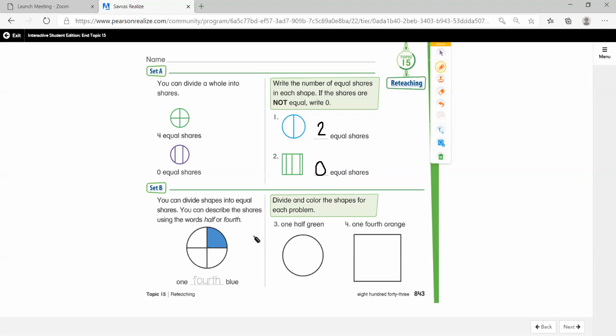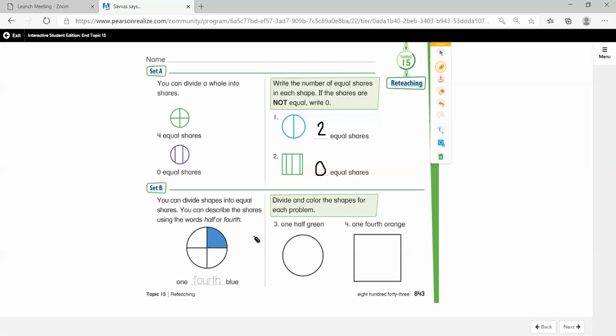Set B. You can divide shapes into equal shares. You can describe the shares using the words half or fourth. If you look at the circle that they modeled for us, it has been cut into 4 pieces. One piece has been colored blue, so they use the word fourth. 1/4 is blue. Remember, when we cut into 2 pieces, we use the words half. When we cut into 4 pieces, we use the words fourth.